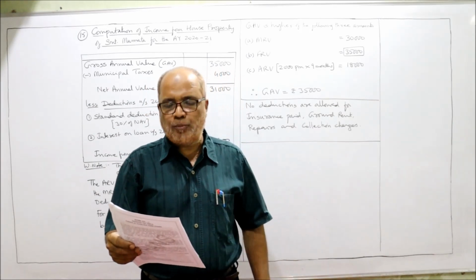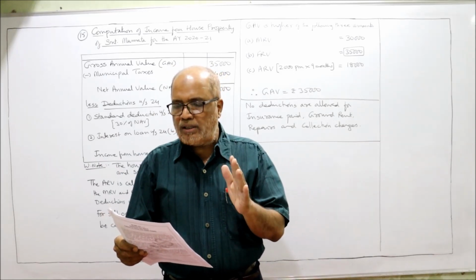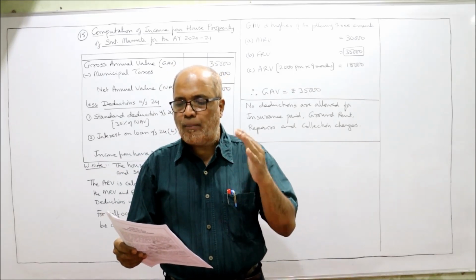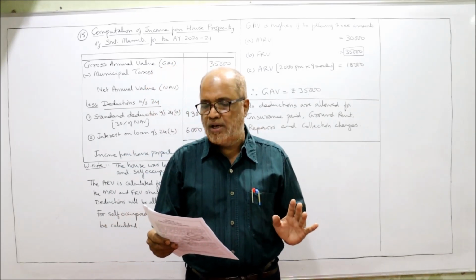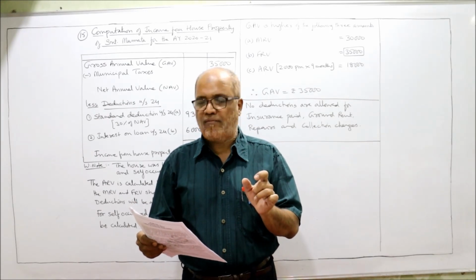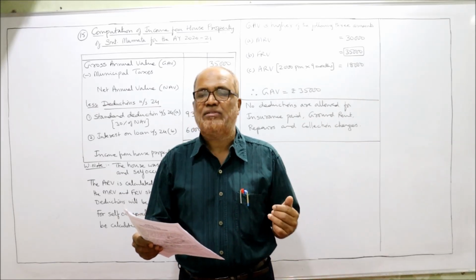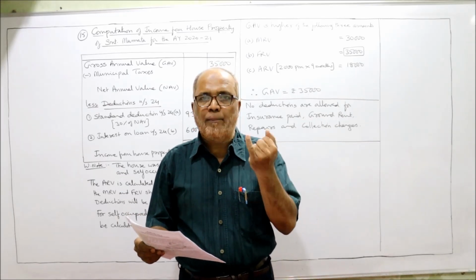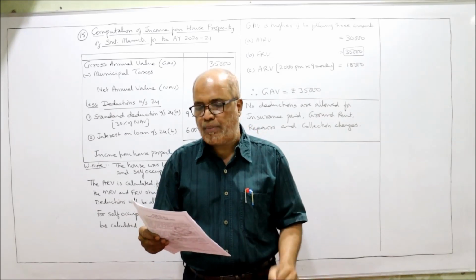See carefully, 15th problem. Srimati Mamata is the owner of a house. During the previous year, she has let out on a monthly rent of 2,000. So actual rent is 2,000. The municipal rental value is 30,000 per annum, MRV. And the rent of similar building, FRV, is 35,000 per annum. So we are given MRV, we are given FRV. And actual rent is 2,000 per month.